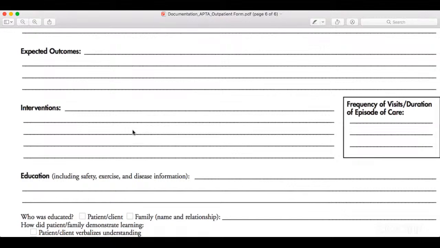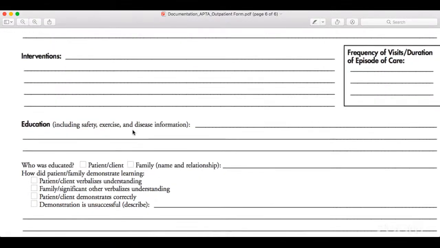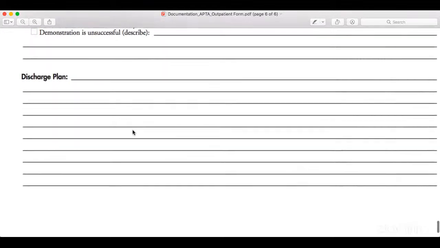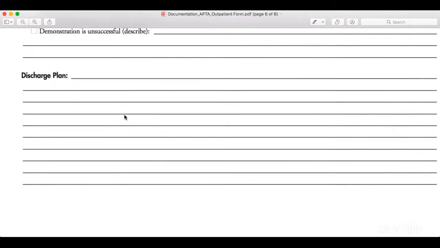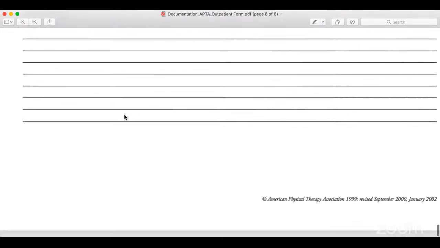Then education. We need to educate them. That's part of understanding the patient's preference so that we can know how to educate them to be able to accept our own perspectives and also do their home programs. And that's all part of it. Then discharge plan. Our prognosis should determine what our discharge plan should look like.